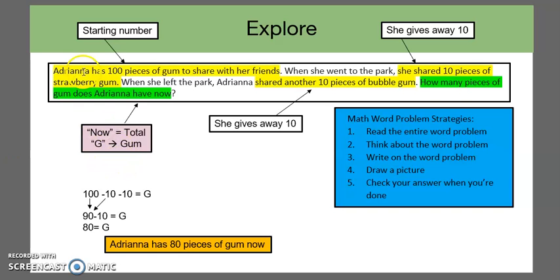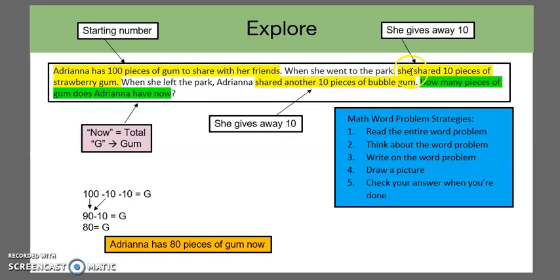Here, we see that Adriana starts out with 100 pieces of gum, and she's sharing it. When we're sharing it, we're giving away pieces of gum. So it looks like the original amount is going down. Therefore, we're subtracting. And it looks like in the problem, she shares 2 times in 2 events.